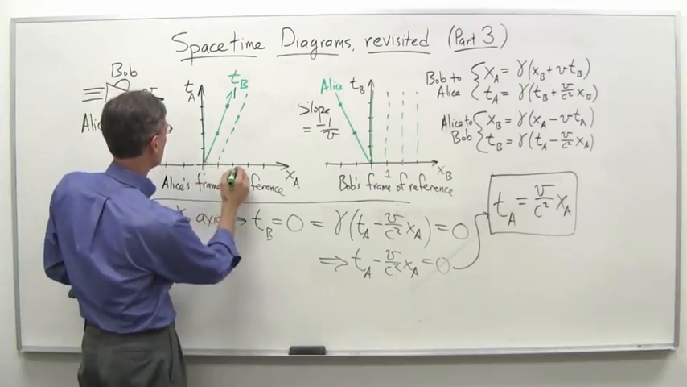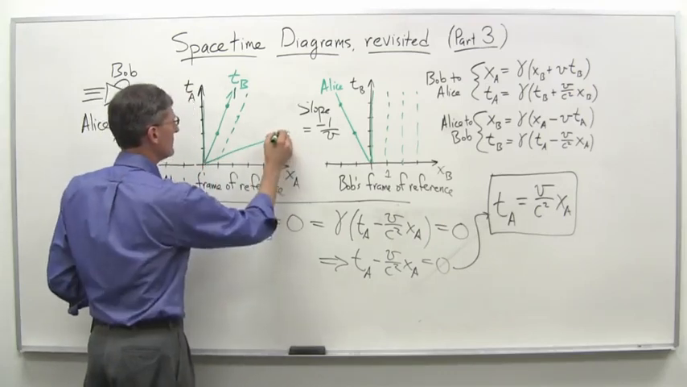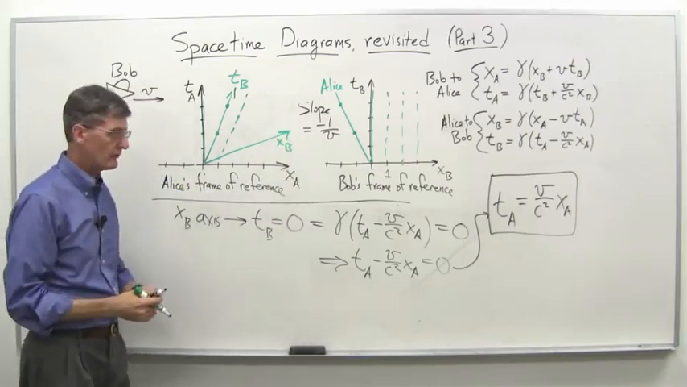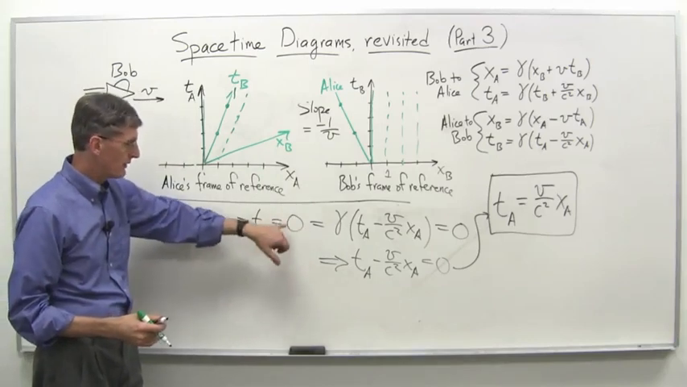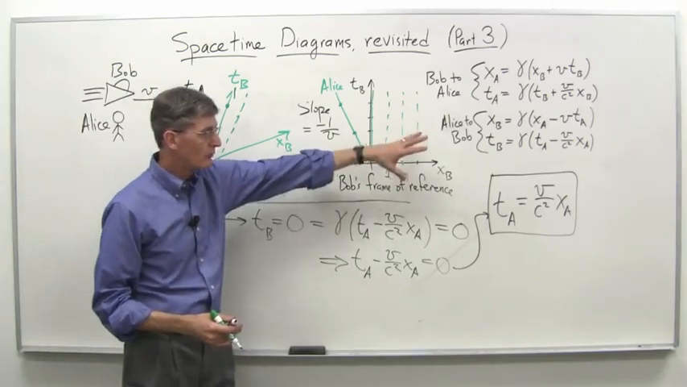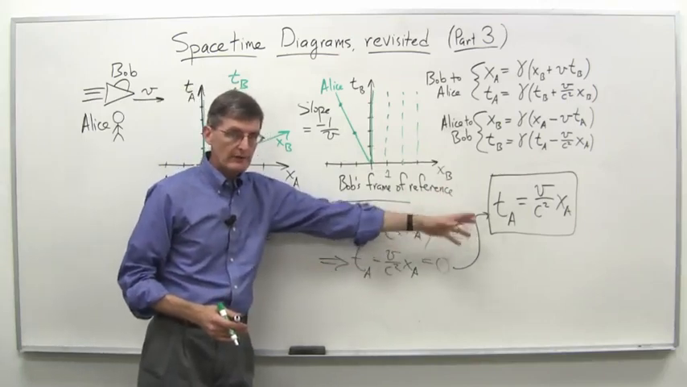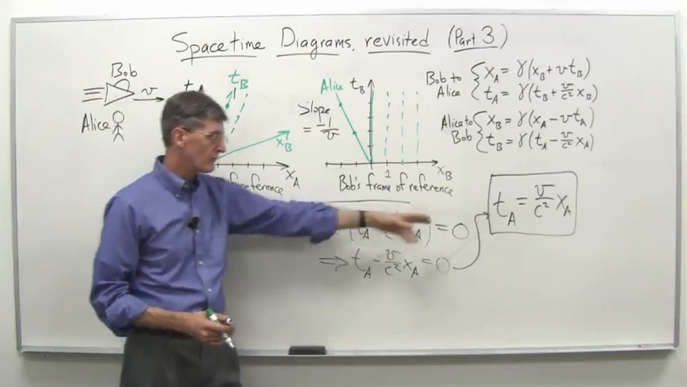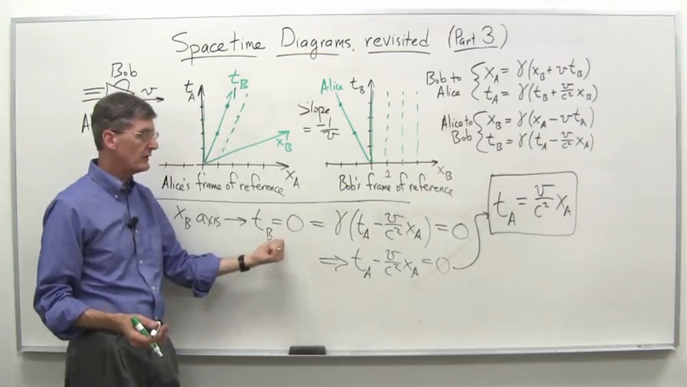Let me see if I can get this more or less. Well, it's something like that. That would be the x sub b axis, because remember, the x sub b axis is when t sub b equals 0. So we plugged in t sub b equals 0 using one of our Lorentz transformation equations and got an equation that is true when t sub b equals 0. Okay, that's important. This equation is not true just in general. It's true for the case t sub b equals 0.